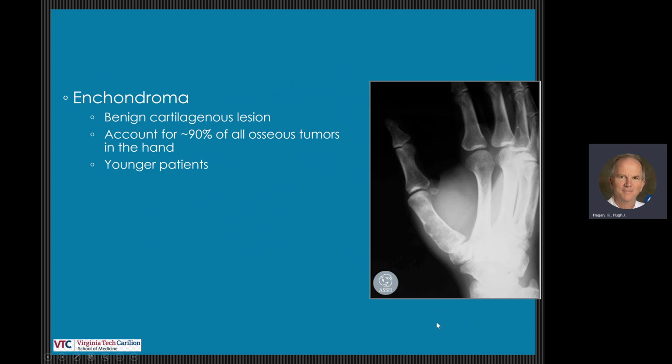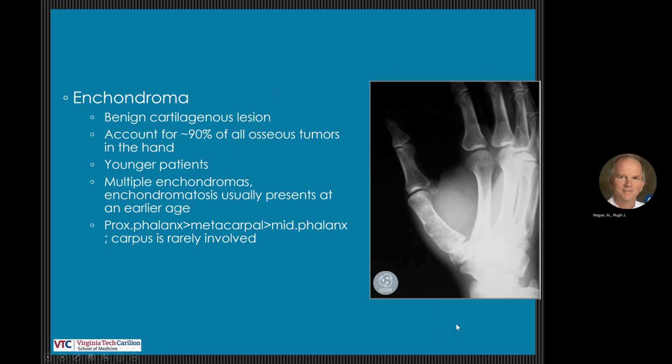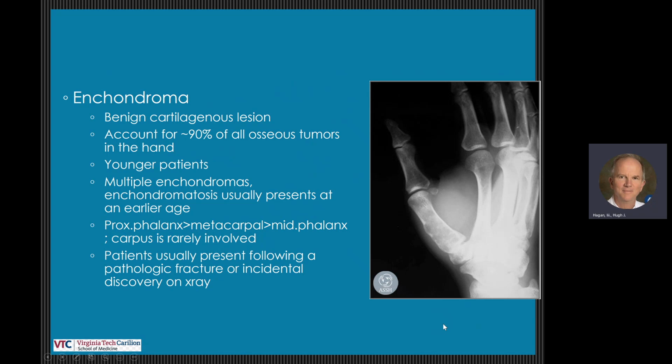They are seen in younger patients often. There can be multiple enchondromas, or enchondromatosis, that usually presents at an early age. The proximal phalanx is the most common location, followed by the metacarpal and middle phalanx, and the wrist bones themselves are rarely involved. Patients will usually present following a pathologic fracture because these tend to be completely asymptomatic during the course of their growth until a fracture occurs. Sometimes they're discovered incidentally on an X-ray.